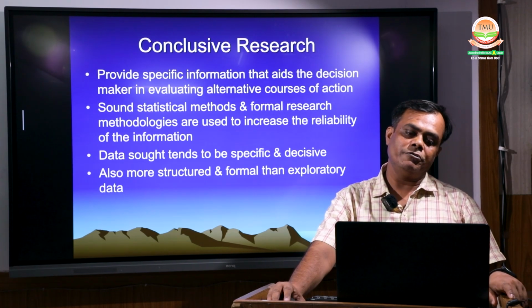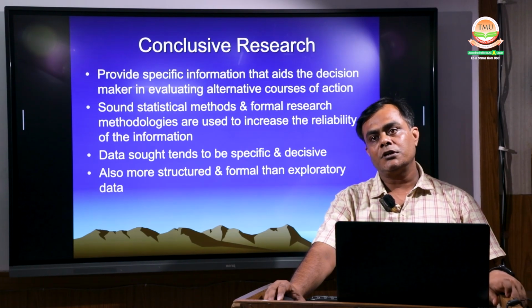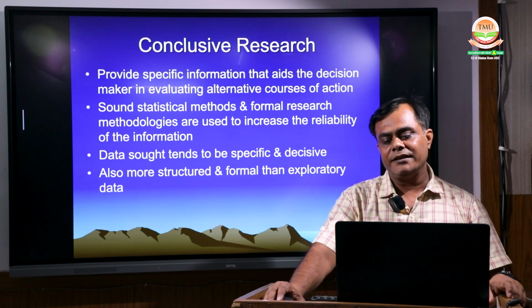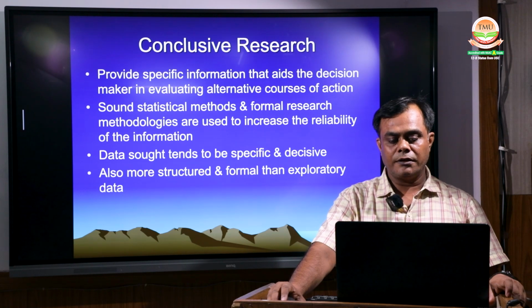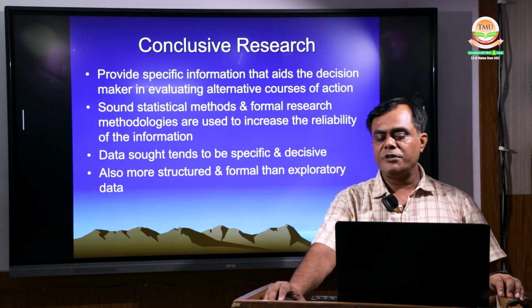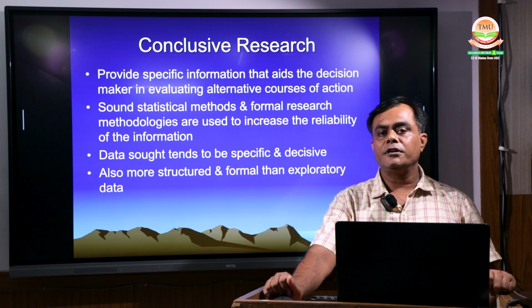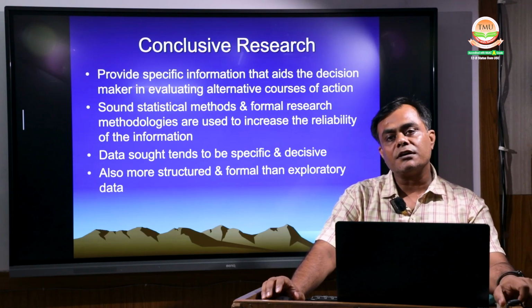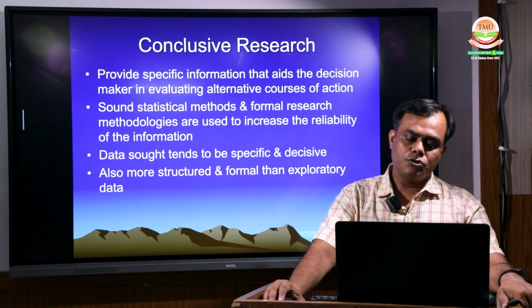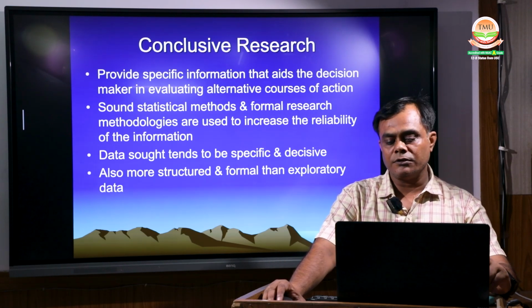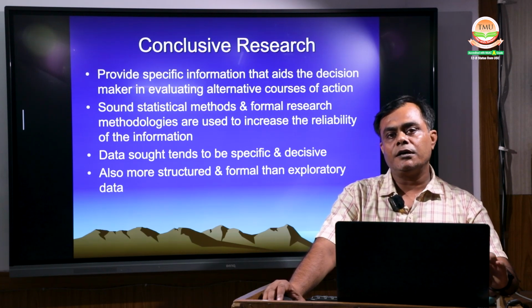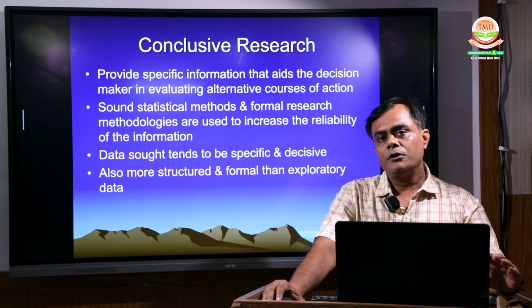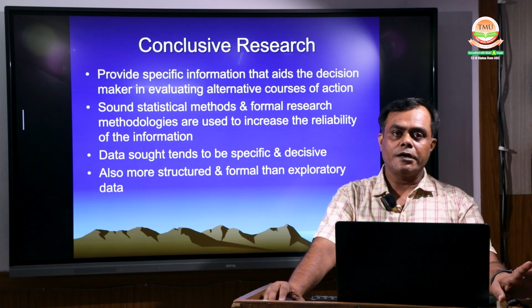Whatever alternative courses of action we have available, on that basis we are using conclusive research. Sound statistical methods and formal research methodology are used to increase the reliability of the information. The third one is that the data tends to be specific and decisive, and also more structured and formal than exploratory data. So we can simply say that a conclusive research design is more formal than an exploratory design, because sometimes we become informal in exploratory design.